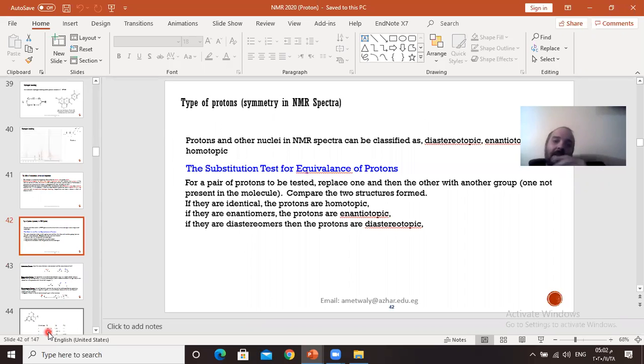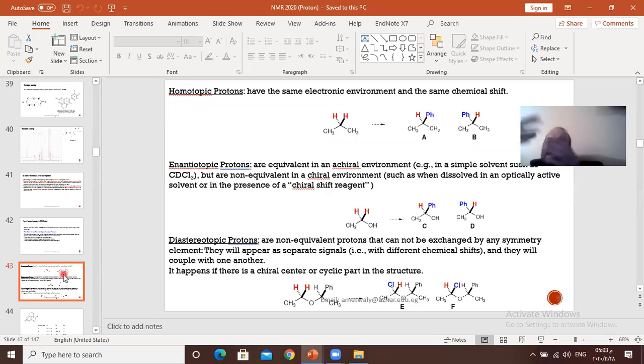Okay, the last thing in this session we will talk about is the types of protons, and it's very important. We have three different types of protons. The first one is homotopic protons. What are homotopic protons? Like this methylene. If you look at this methylene, these two protons are the same and appear as one signal all the time, because even if you change this proton with another group like phenyl, it's not a chiral center here, because we have two methyl groups. We know the chiral center is the carbon attached to four different groups. So this carbon is not chiral, so these protons are homotopic. They are the same and appear as one signal.